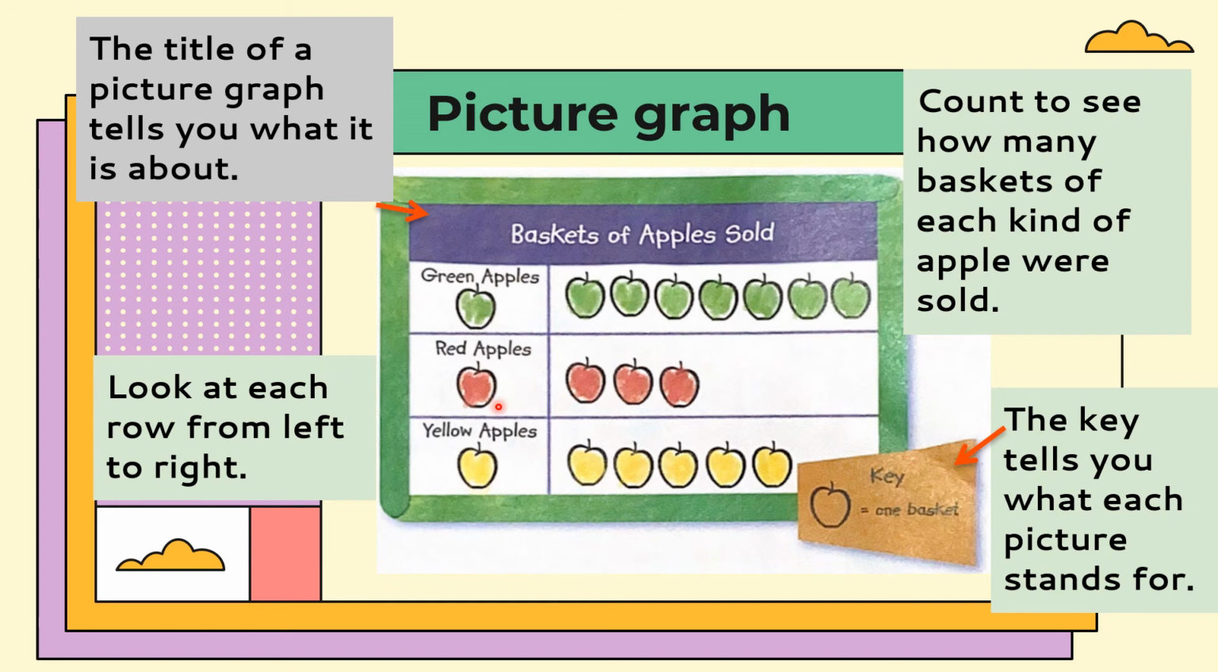I moved to red apples. How many baskets of red apples were sold? There were 1, 2, 3. 3 baskets of red apples were sold. How many baskets of yellow apples were sold? Similarly, you're going to count the number of apples in the row of yellow apples, and you're going to get the number of baskets that were sold for yellow apples.